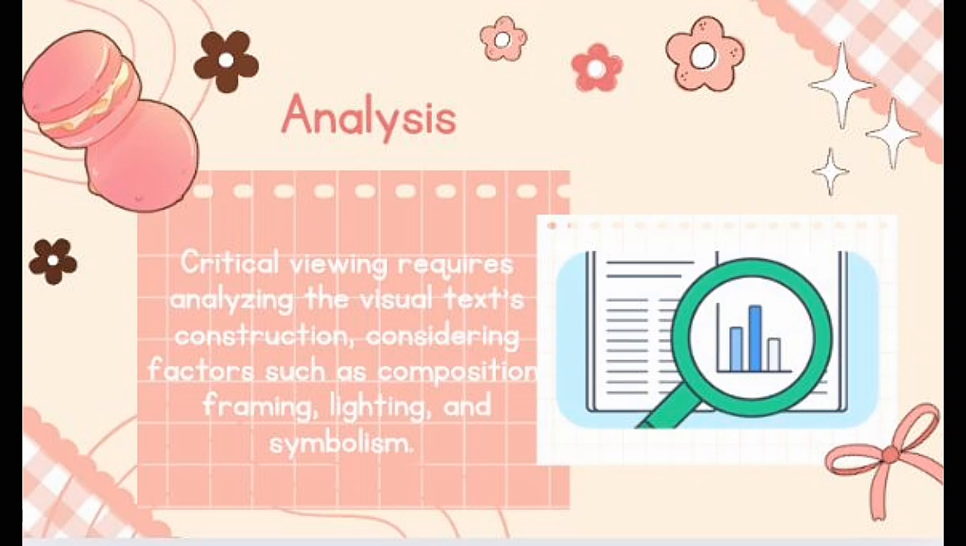Critical viewing requires analyzing the visual text's construction, considering factors such as composition, framing, lighting, and symbolism.